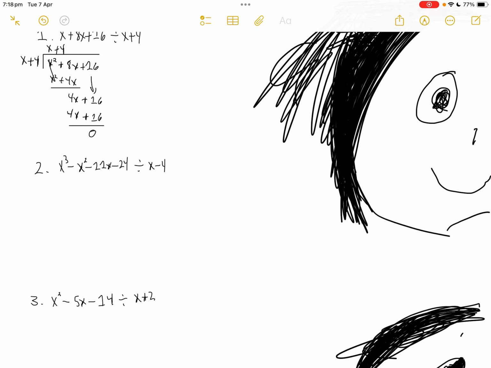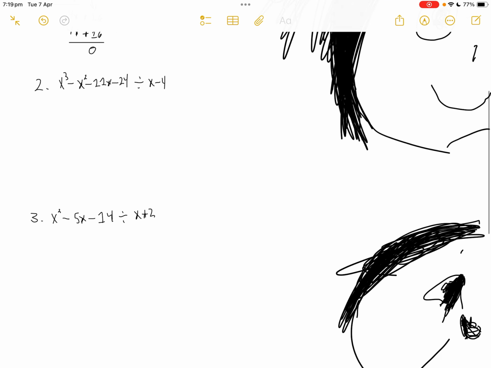Let's start the second example. So we are dividing this guy by x minus 4. Gotta write this down. Alright, we're all set.